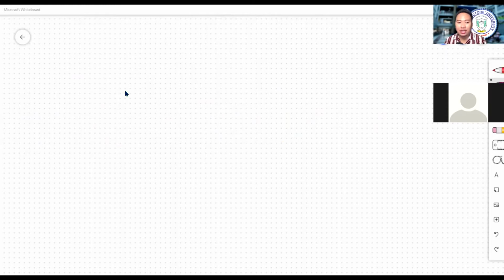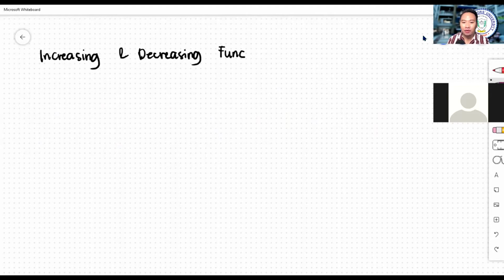And then we'll start now the actual discussion for today's topic, which is optimization. Before we proceed, how do you observe or how do you describe an increasing function, guys, or a decreasing function? Increasing and decreasing function. So how would you define it?